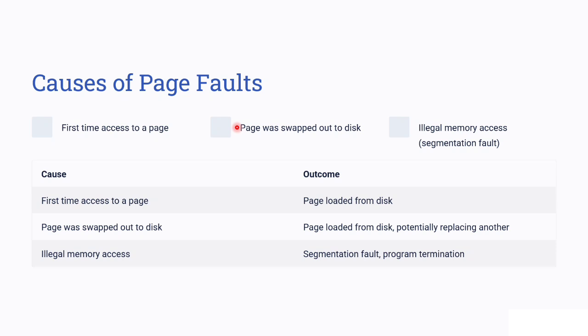And the third reason could be illegal memory access, that the page could not be accessed by the user. This causes a segmentation fault. So page faults are normal, but too many of them can be a problem. Okay. So these are the causes of page faults. Now we will understand how do we handle page faults.